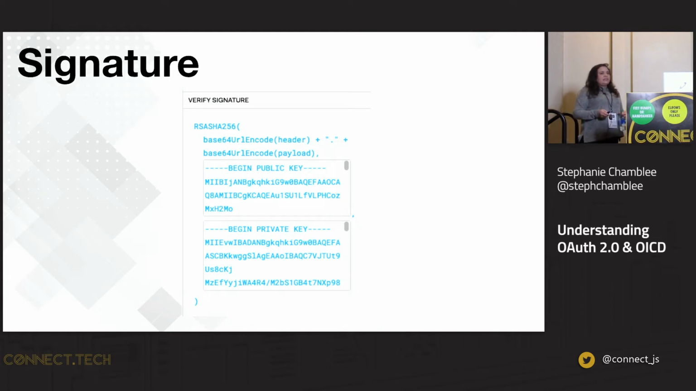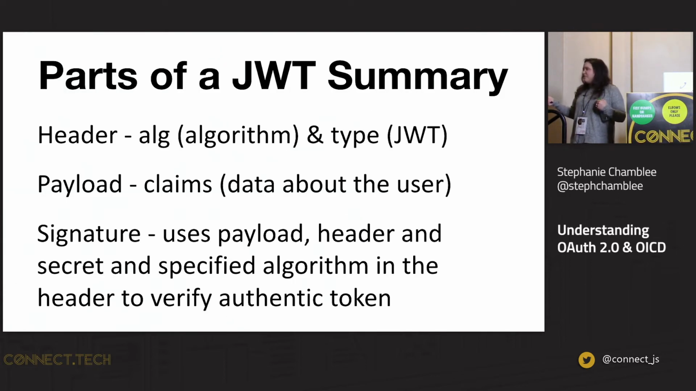So there are different types of algorithms used to sign JSON Web Tokens. This, for instance, is an RSA 256 signature, and so it uses a public key, and the authorization server has a private key. And so the authorization server signs the token using the private key, and it is verifiable with the public key. And so that's why you have private key, public key here. Those screenshots are taken from jwt.io, by the way.